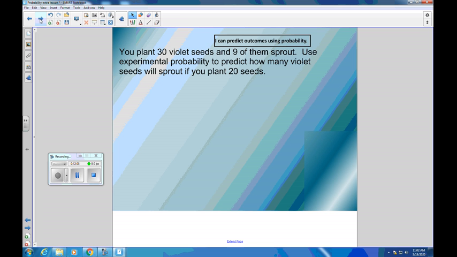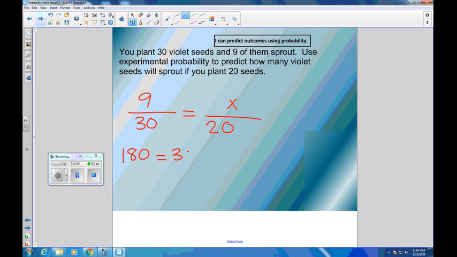This one says you plant 30 violet seeds and 9 of them sprout. Use experimental probability to predict how many violet seeds will sprout if you plant 20 seeds. So again, we're going to set up a proportion, want over total, want over total. So we plant 30 total, 9 of them sprout. We're going to figure out how many would sprout if we plant 20 total. I'm just going to cross multiply here. 9 times 20 is 180. 30 times x is 30x. Divide both sides by 30. And I'm left with x equals 6.